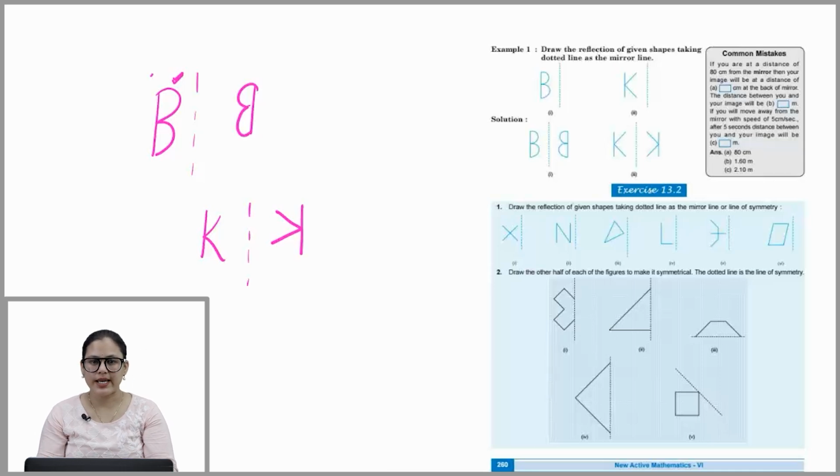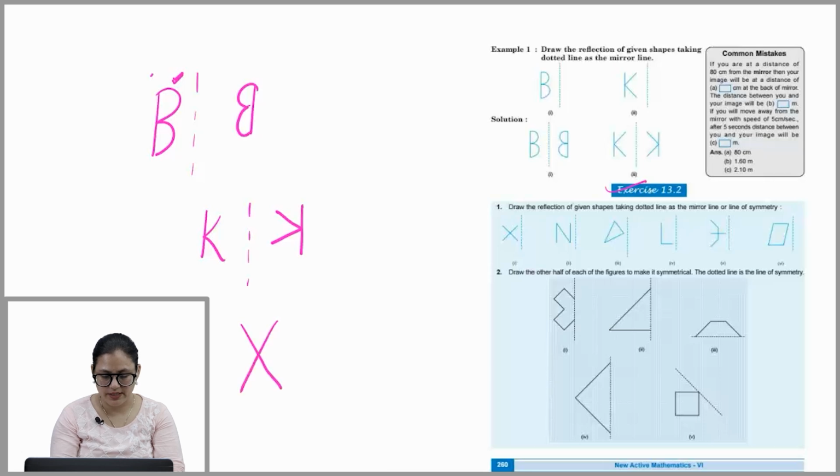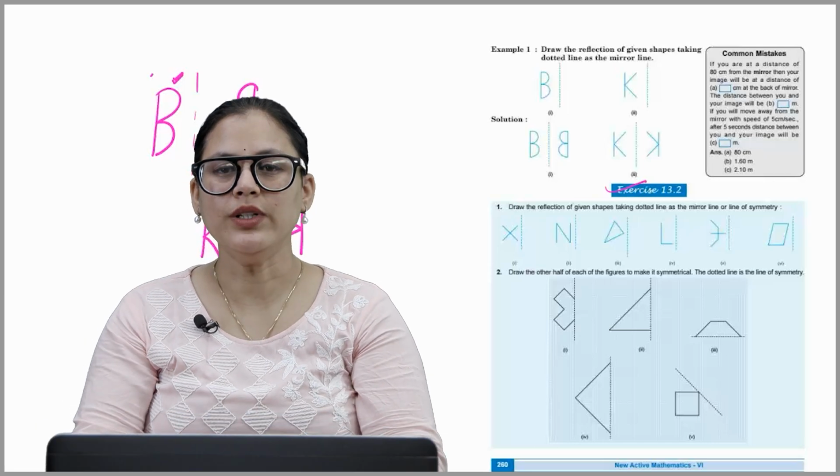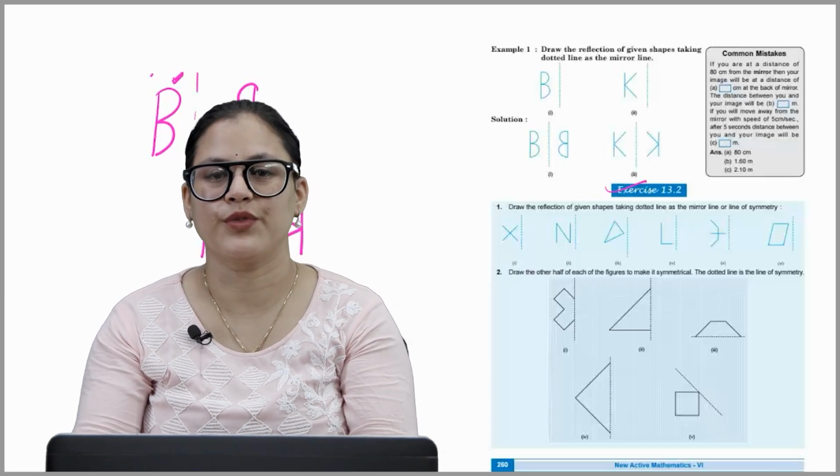Let's do exercise 13.2. Number 1, draw the reflection of the given shapes taking the dotted line as a mirror line or line of symmetry. So this is your alphabet X. Right becomes left and left becomes right, but both parts are equal, so the reflection of the given shape is this only. Right, students? Now you will do the remaining parts of the exercise.